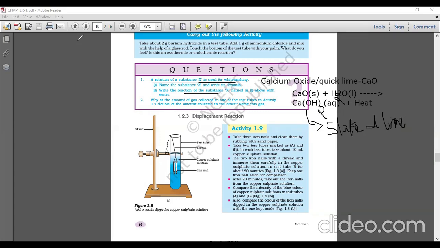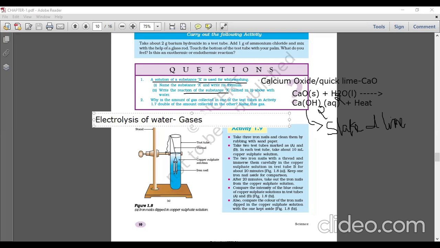Now, why is the amount of gas collected in one of the test tubes double the amount of the other, in activity 1.7? So what is activity 1.7? It is the electrolysis of water. He's asking why the amount of gas collected is double the amount of the other, and to name this gas. Tell me the gases which are collected.